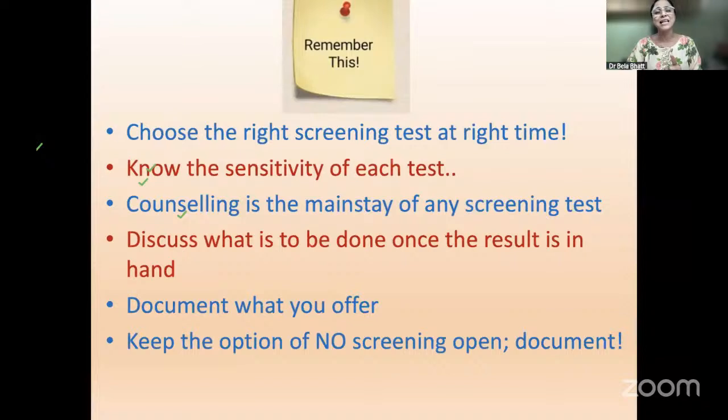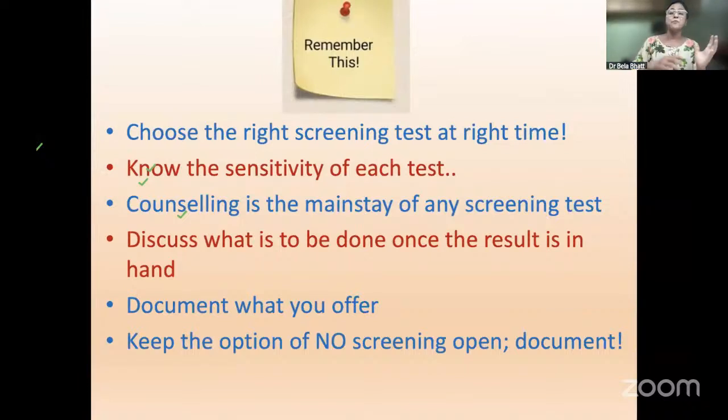And the last slide. Based on our knowledge about the different tests, the sensitivity of each test, we must choose the right screening test at the right time. One more important thing, at the end of the screening process, there should be only one risk. So we have known the age risk. Once you apply the combined test, whatever risk comes at the end, that has to be the final risk based on which we counsel the patient. Know the sensitivity of each test.